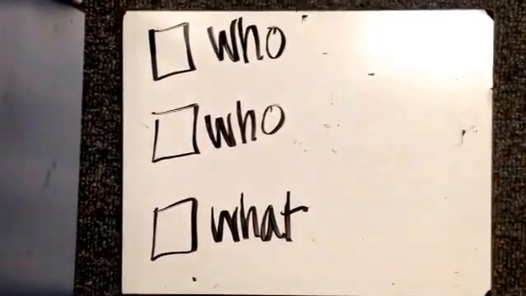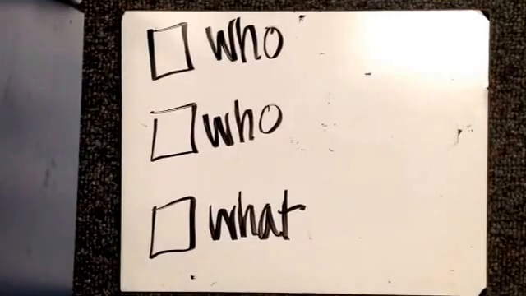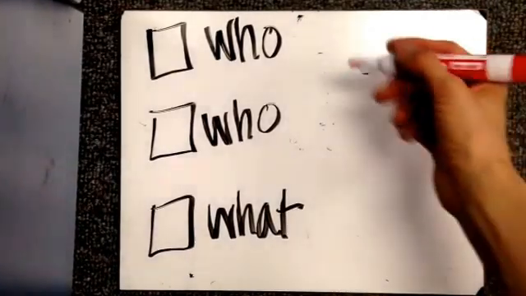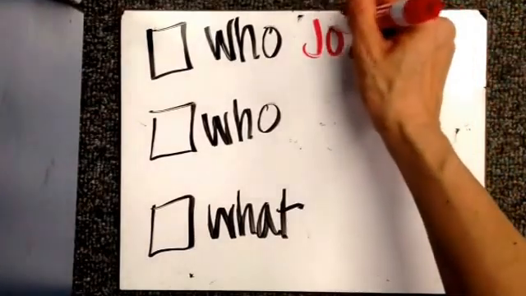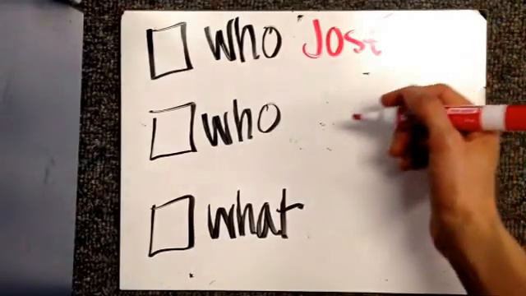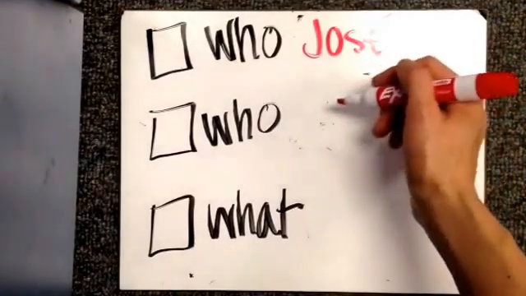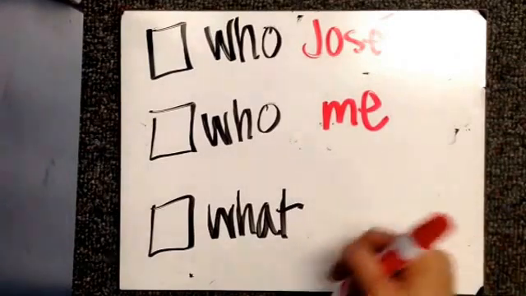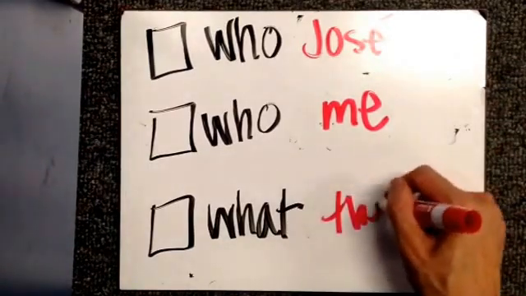Let's go back to Jose, and we're going to pretend that Jose has my book and he's going to give it back to me. So Jose will be doing the action here. So that means we're going to have to conjugate our verb for Jose. Who is receiving the book? That would be me. And the what is the book.